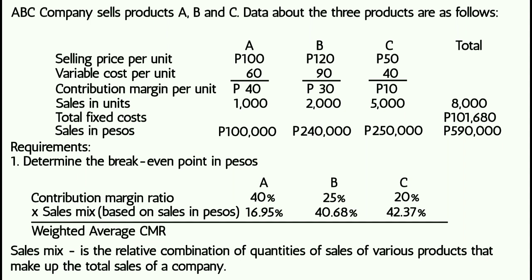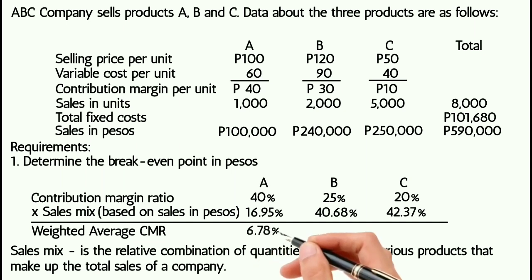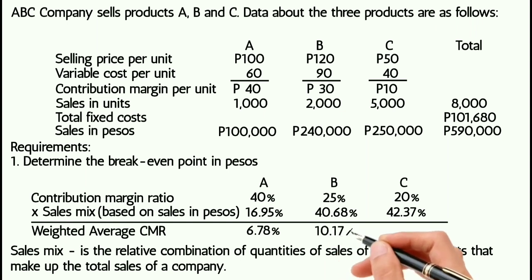Next, i-multiply natin yung CMR sa sales mix. 40% times 16.95%, that is equal to 6.78%. 25% times 40.68%, that is equal to 10.17%.